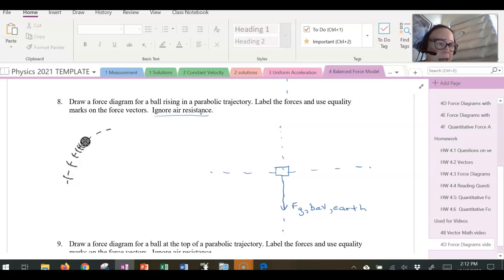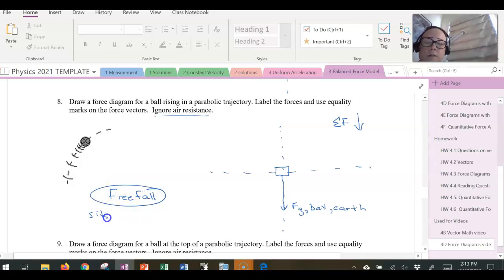The only force we have on this ball is the force of gravity, and so the net force is pointing downward. This is a situation called free fall. That's a situation where the only force is Fg. That's called free fall.